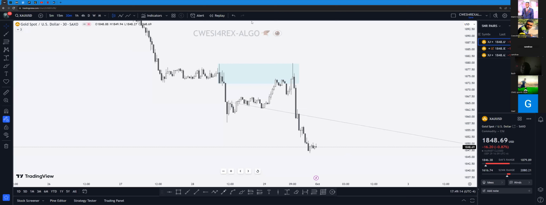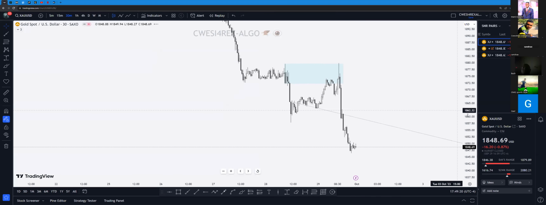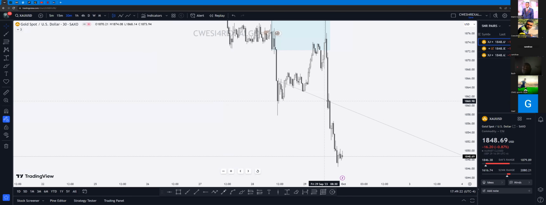Yeah, hello. So you can see the trend line I pulled from the 1 hour time frame. I got this sell here as well, based on this trend line.